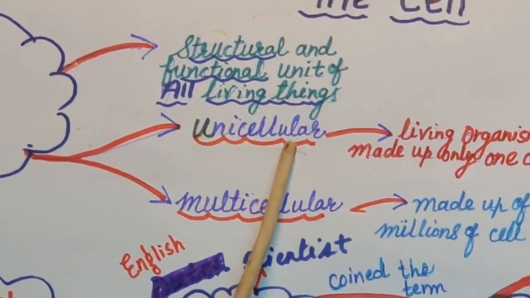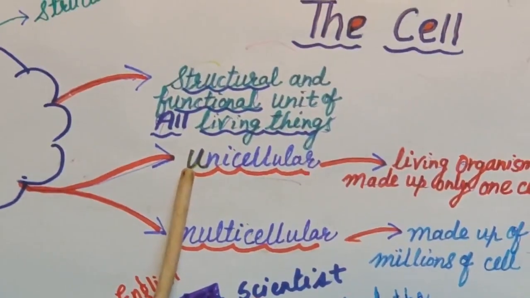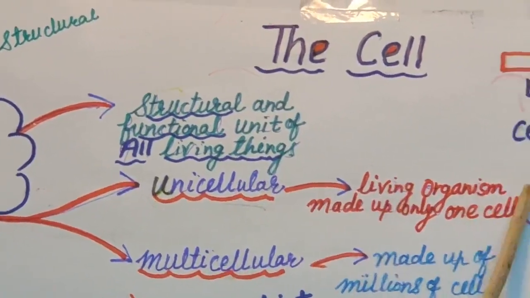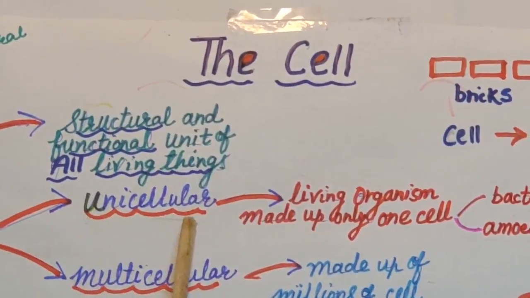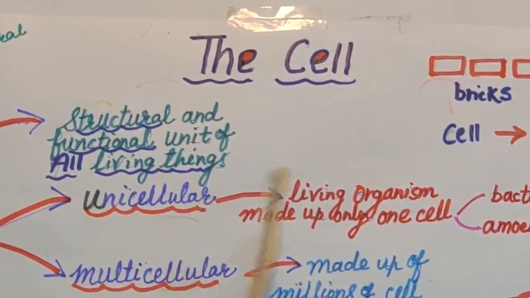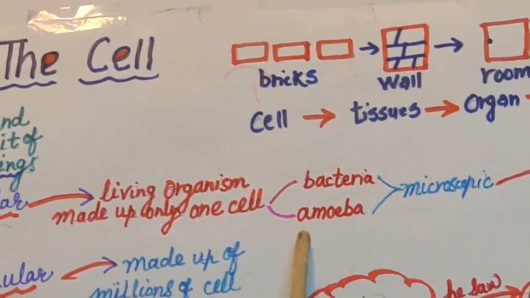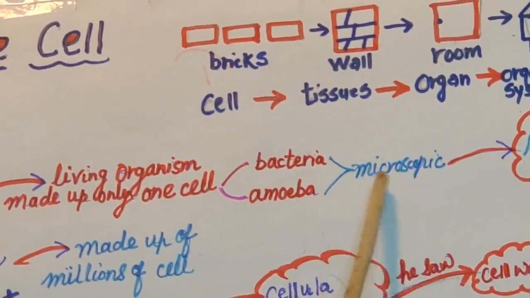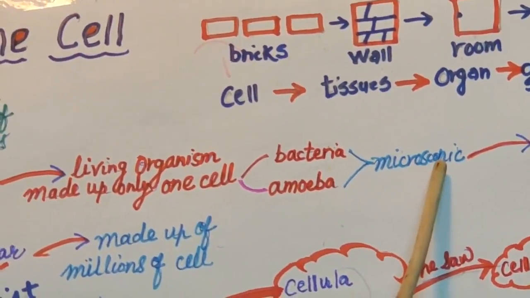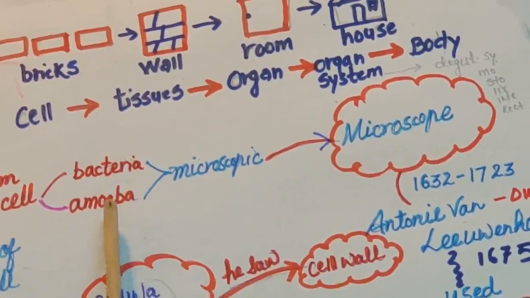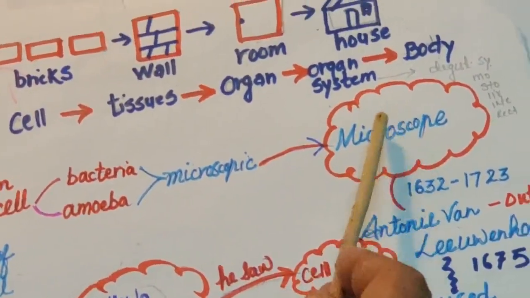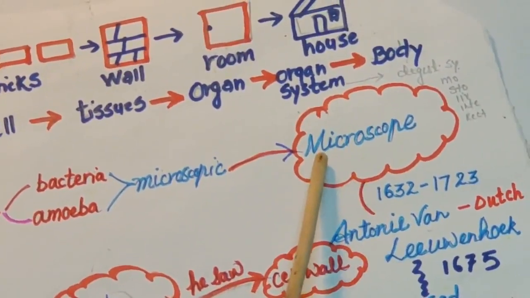What is unicellular? Uni means one. If a living organism is made up of only one cell, it is called unicellular. Okay? Like bacteria, amoeba. They are microscopic organisms. You can see bacteria or amoeba under a microscope only.